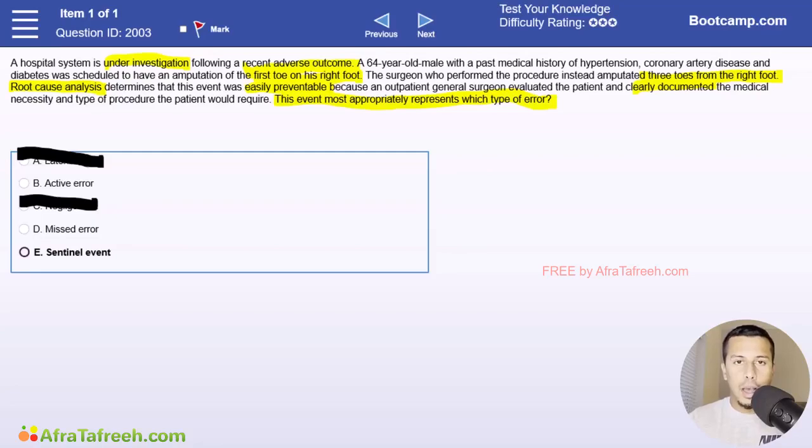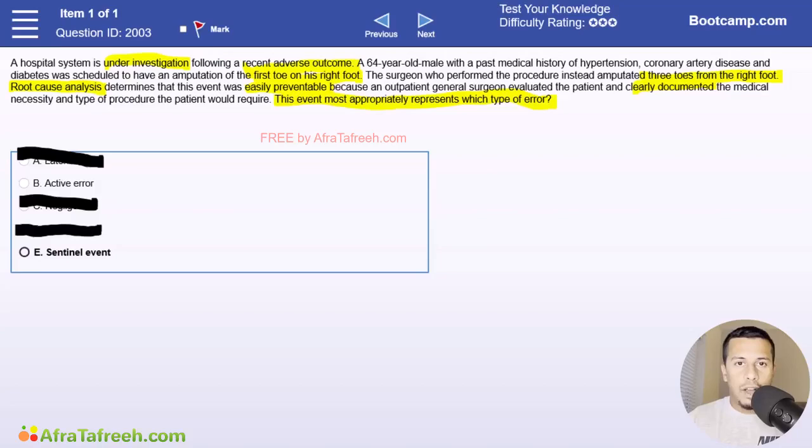And then choice D, a missed error. This isn't even technically one of the types of errors that we discussed. There was a near miss, which is an error that could potentially cause harm, has the potential to cause harm, but this isn't a near miss. This already happened. So it's not a missed error and it's not a near miss, so choice D is not the correct answer.